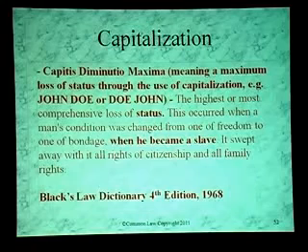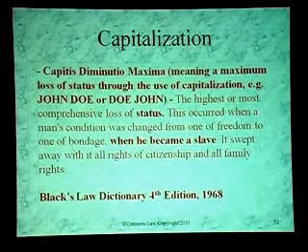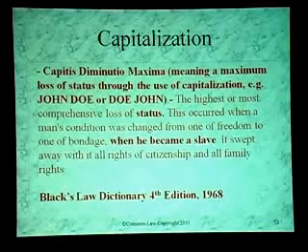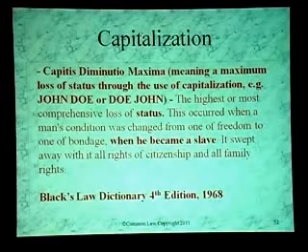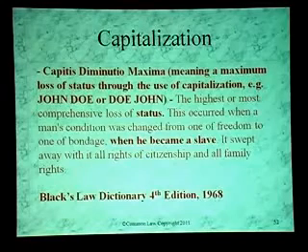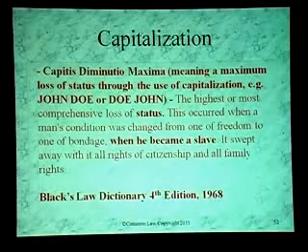Capitis diminutio maxima, they do this in the U.S. all the time. Highest and most comprehensive loss of status. This occurred when a man's condition was changed from one of freedom to one of bondage. When he became a slave, it swept away all the rights of citizenship and all family rights. You're a piece of property.